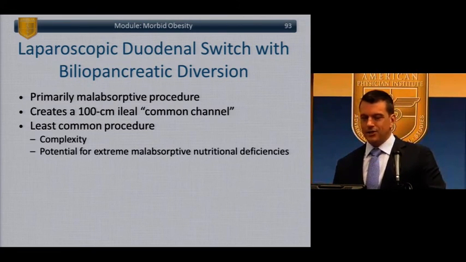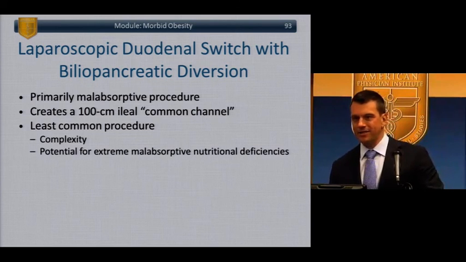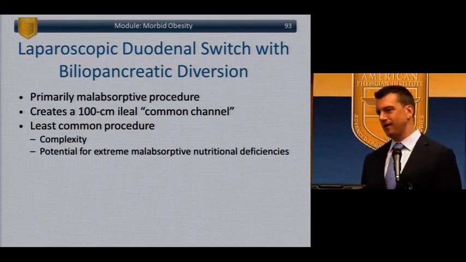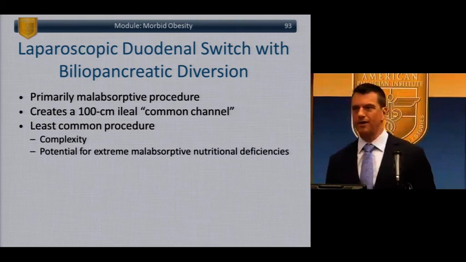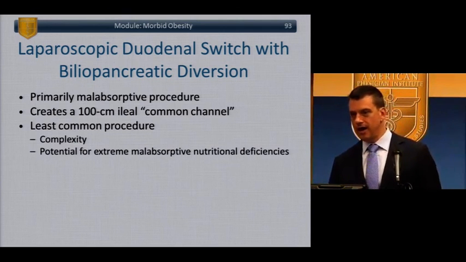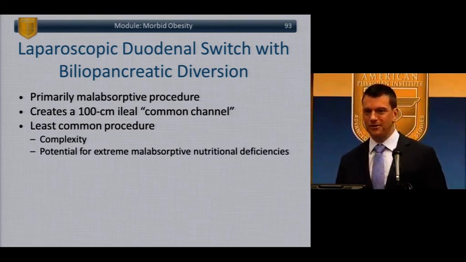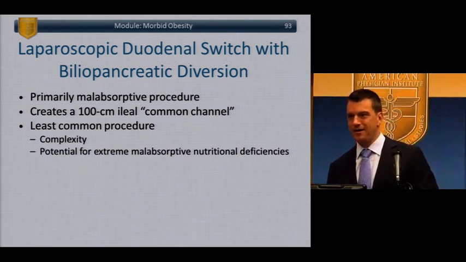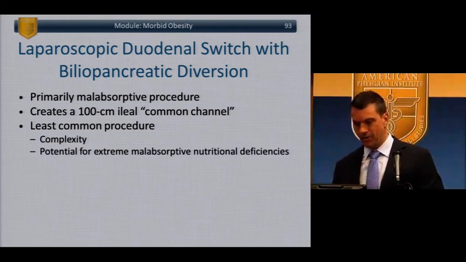There was duodenal switch and biliopancreatic diversion. These are really not done anymore. This was basically creating a very long Roux limb system where there was only about 100 centimeters of common channel between the food and the enzymes. The nutritional consequences here and the extreme malnutrition made this operation really not one that anyone's doing anymore.